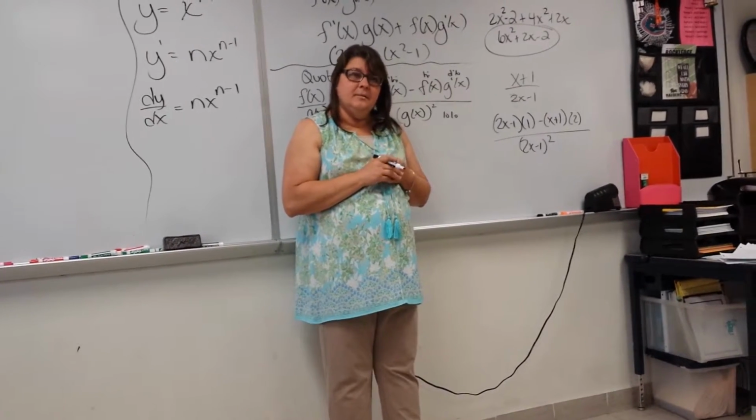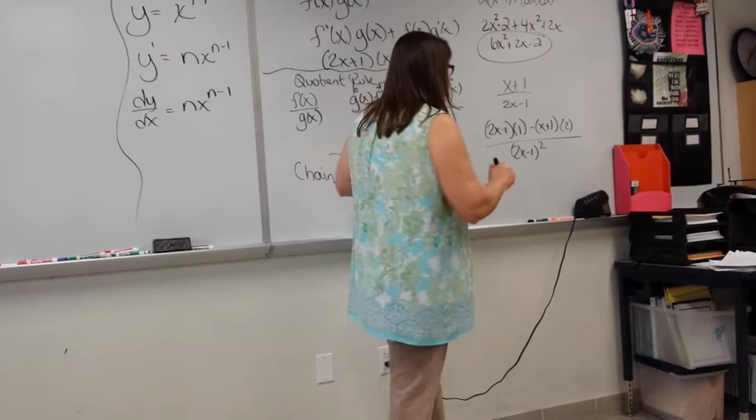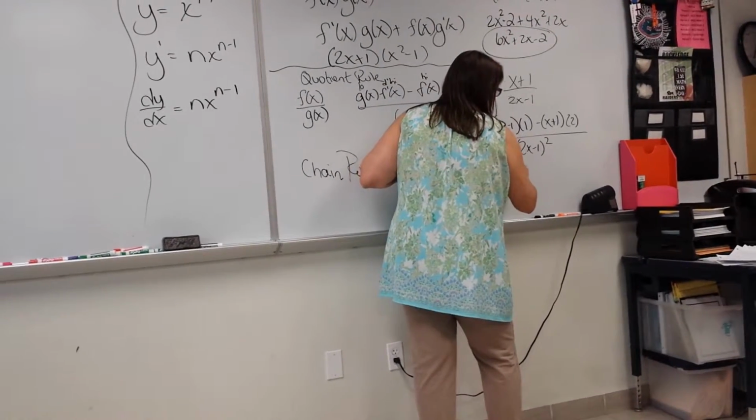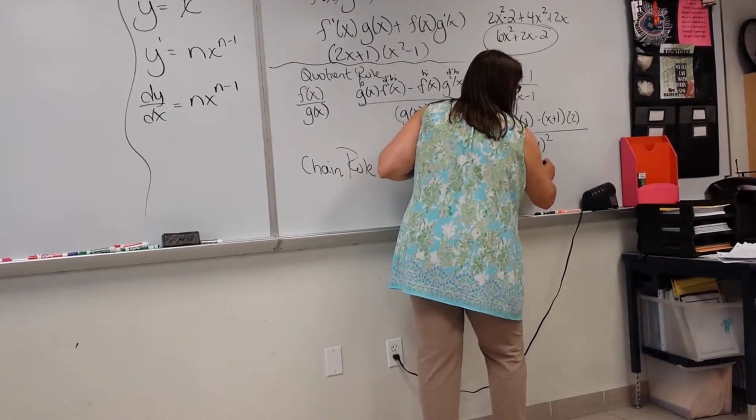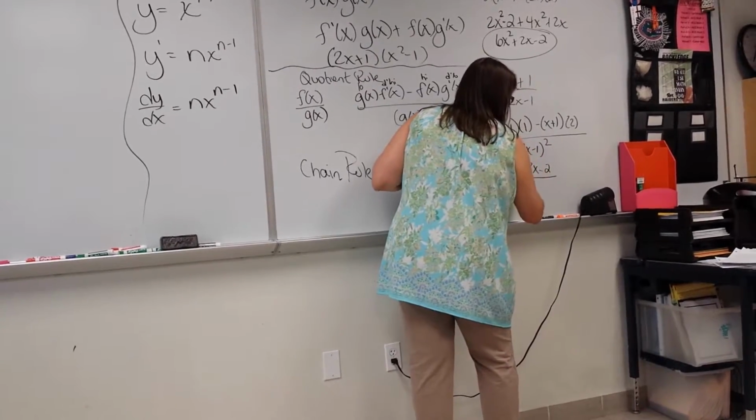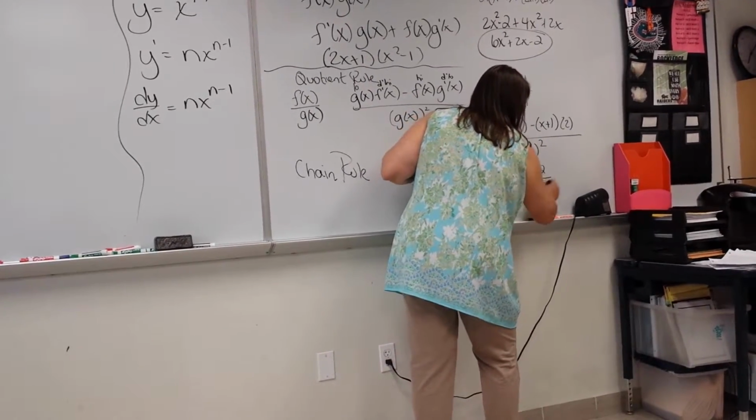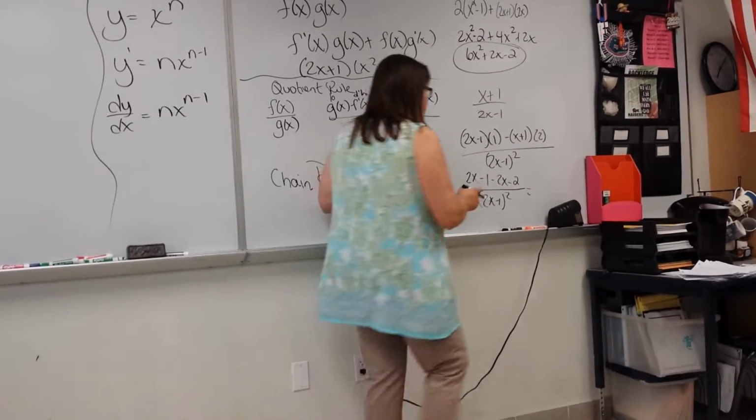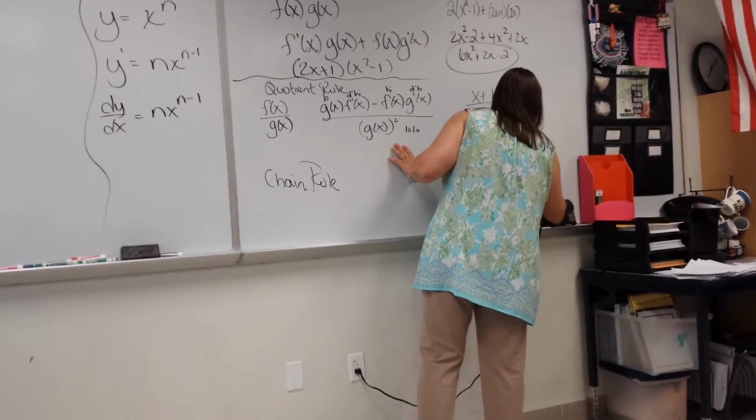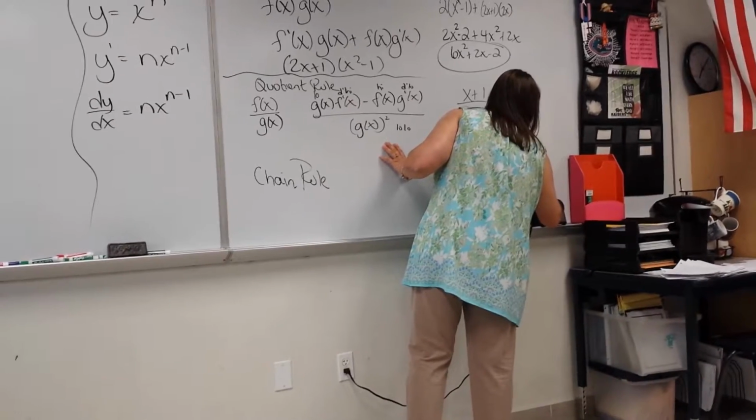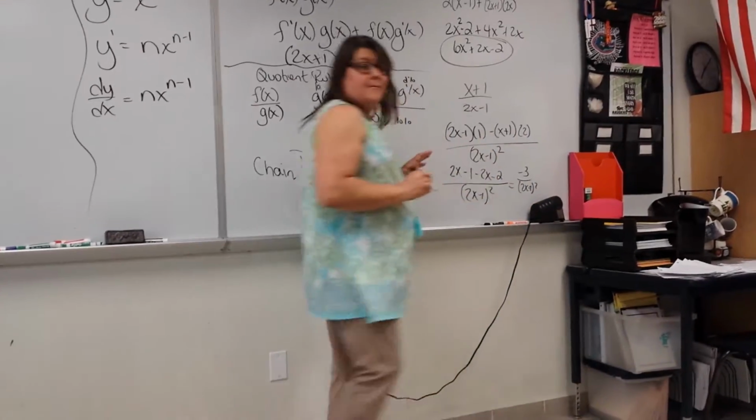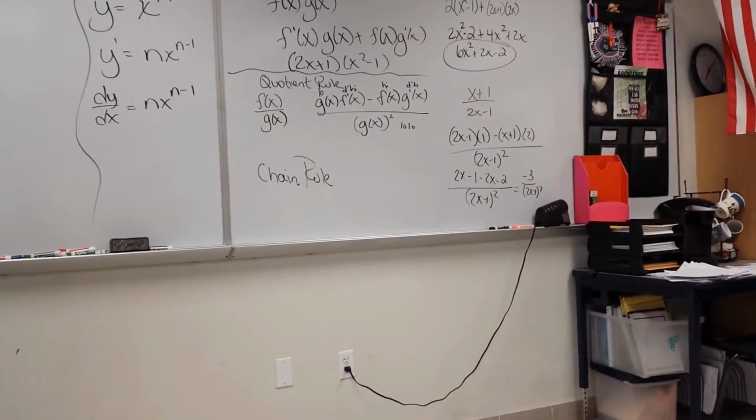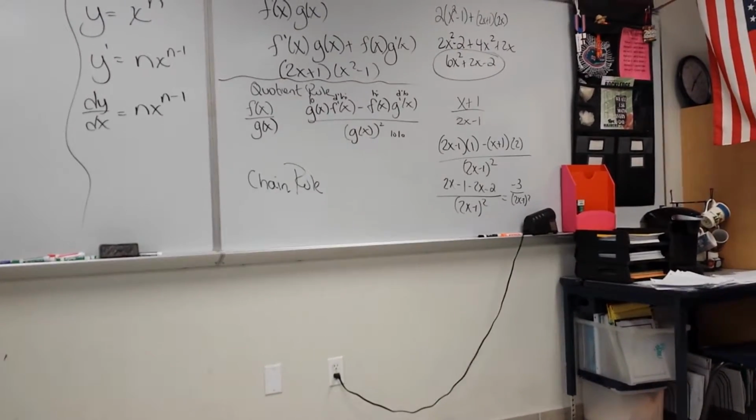Does that make sense to all? So you'd have 2x minus 1 minus 2x minus 2 all over 2x minus 1 squared. And so you get negative 3 over 2x minus 1 squared. And we can just leave that as the answer.